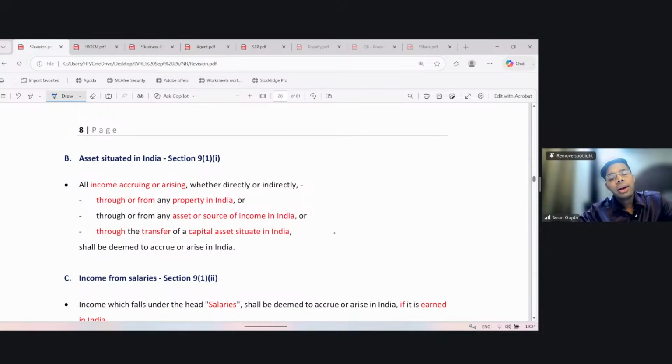Now, another list of income under Section 9(1). All income accruing or arising, whether directly or indirectly, through or from any asset or source of income in India, or through the transfer of a capital asset situated in India, shall be deemed to accrue or arise in India. So if the asset, property, or source of income is in India, or the capital asset is situated in India, then income derived from such assets shall be deemed to accrue or arise in India.